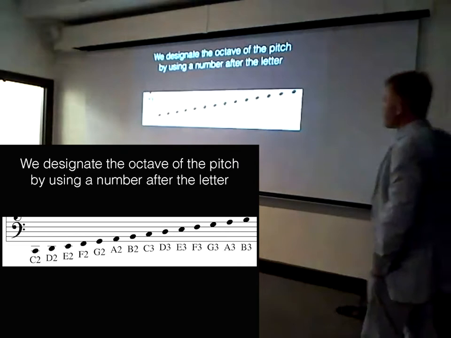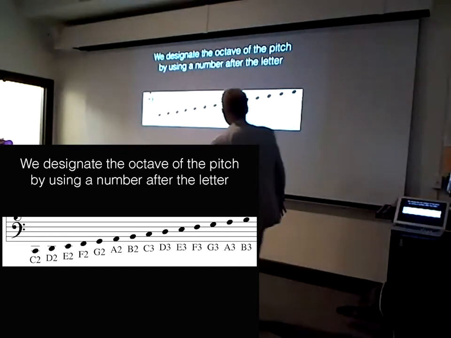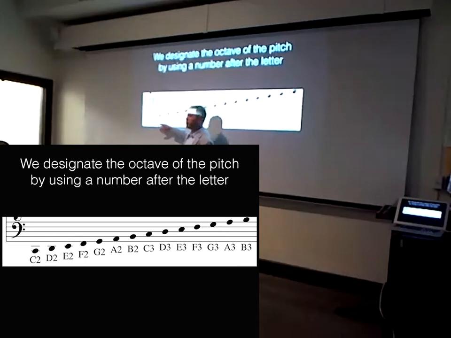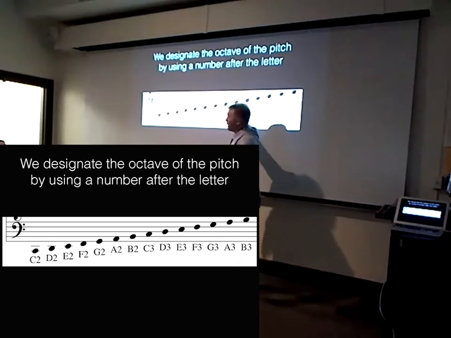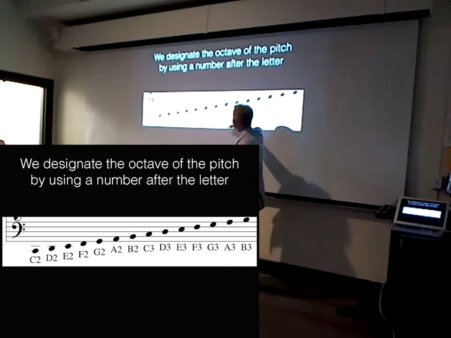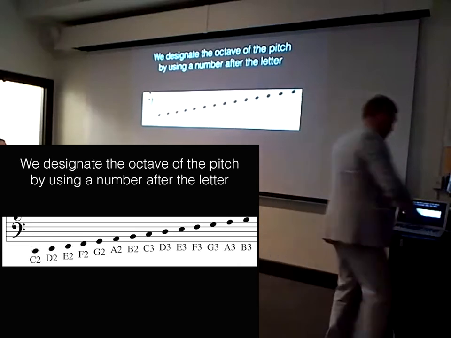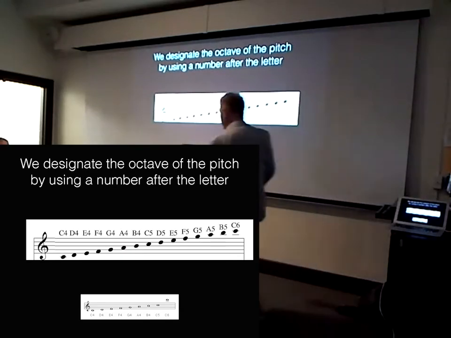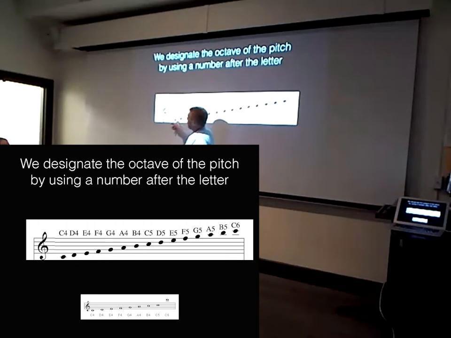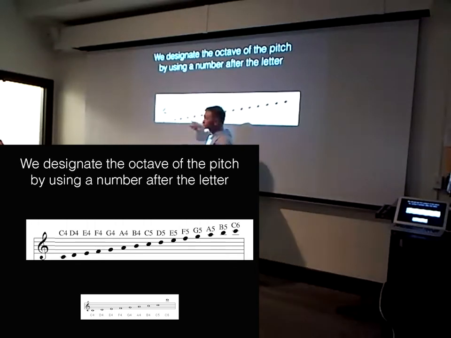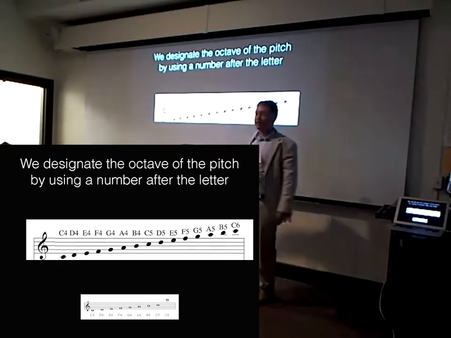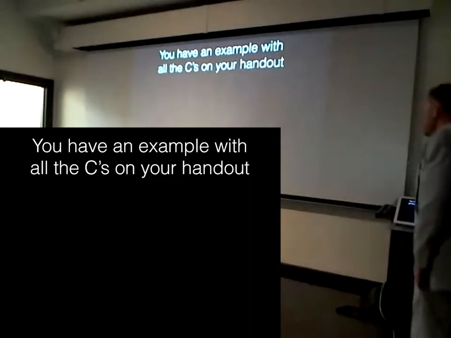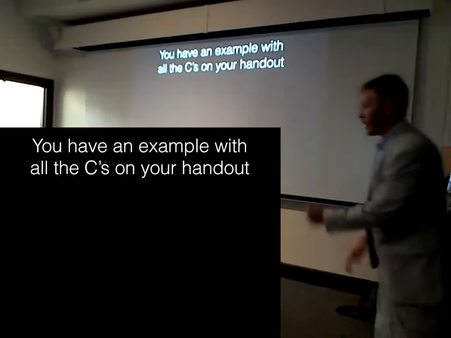And that's the third thing on your handout, that if we're talking about a C, which is really low, we'd be talking about C2. If we talk about the C that's an octave above that about here, we'd be talking about C3, and those are the C's that are available on the bass clef. If we went into the treble clef and we were talking about a C that's around here, we'd be talking about C4. And even higher than that would be C5, and so on. You have an example with all of the C's on your handout.